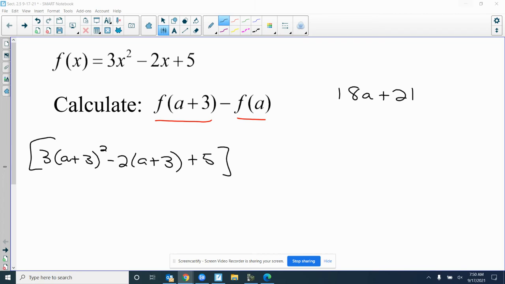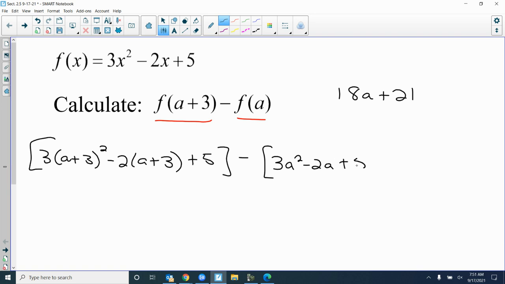F of a. Well, f of a, and we did f of m yesterday. I don't want to be silly, but all you do is take the x out and put in what? A. So I need to separate this though, because it's going to be with the brackets. So it's going to be 3a squared minus 2a plus 5.